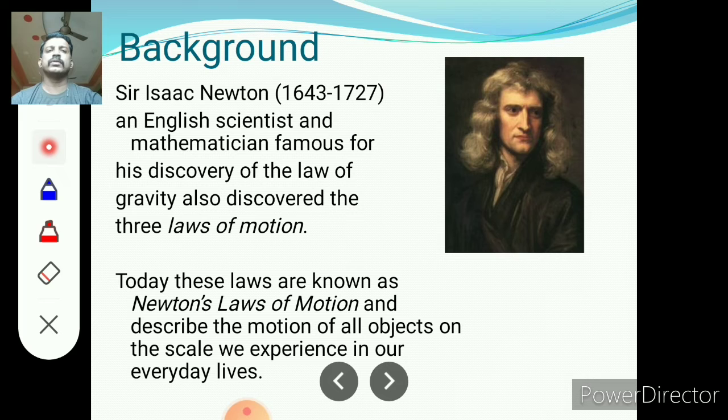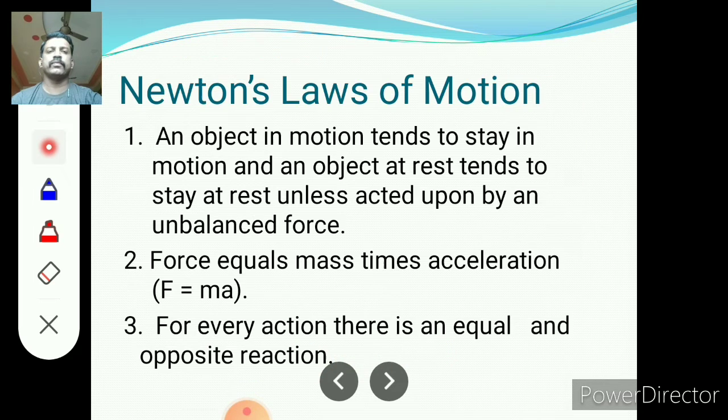Background: Sir Isaac Newton. His time period is from 1643 to 1727. An English scientist and mathematician famous for his discovery of the laws of gravity, he also discovered three laws of motion. Today, these laws are known as Newton's laws of motion and describe the motion of all objects on the scale we experience in our everyday life.